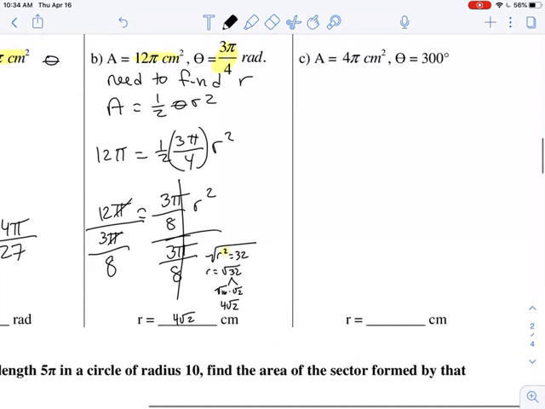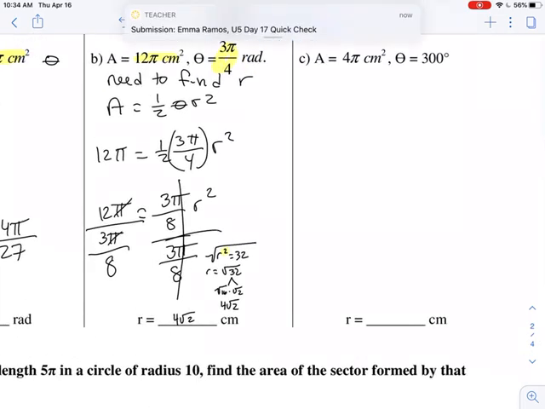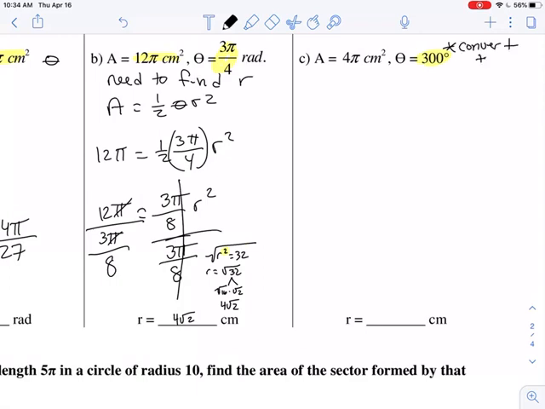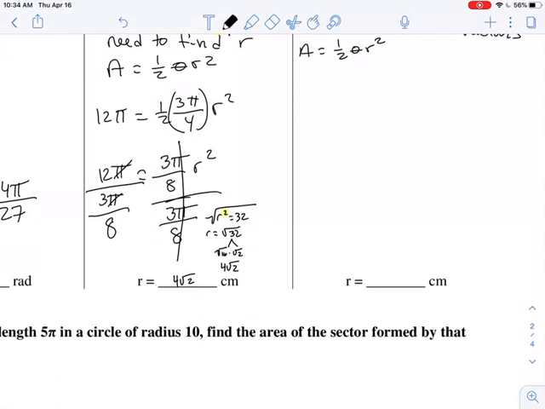So C is the same thing. So go ahead and try C. Here's a trick though. It's in degrees. So make sure you convert to radians, and then you're going to use that same formula. So area equals half theta times radius squared. Okay, so then you would just plug in the numbers right there.